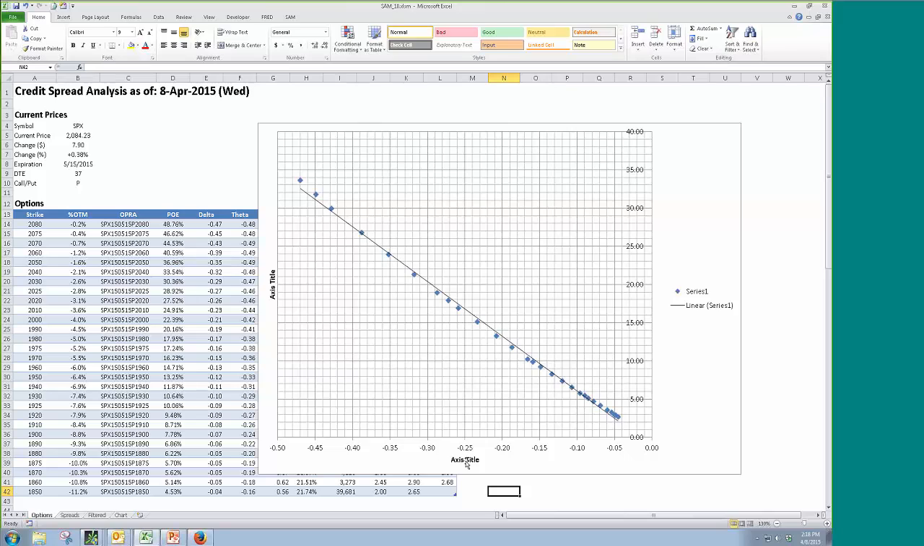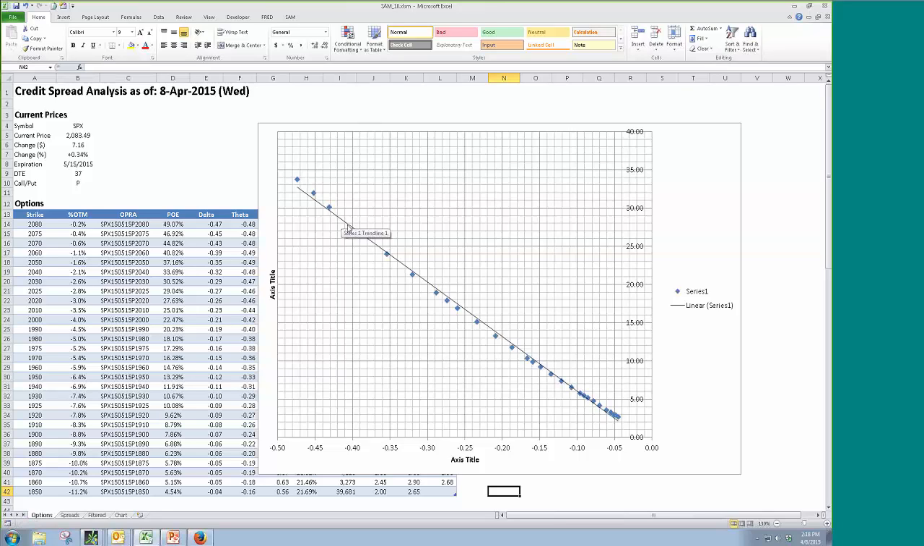Here's delta on the x-axis, and here's price on the y-axis. This, of course, is at the money here with a delta of around 50, going down to a delta of around 5. Everyone knows there's a linear relationship between price and delta. This isn't anything new.